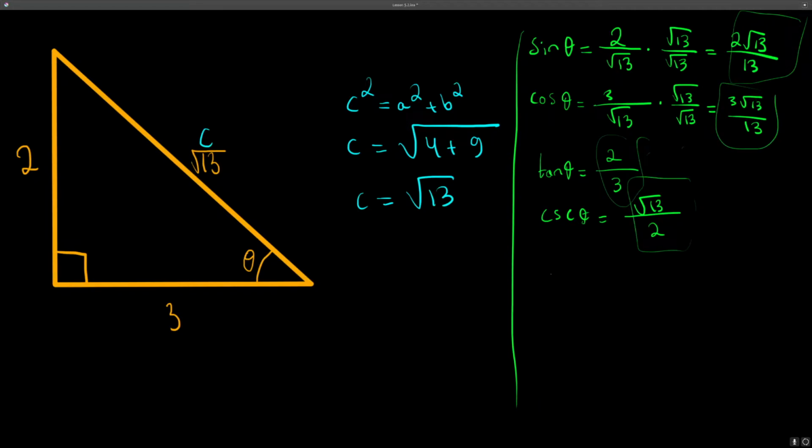So and then cosecant, the reciprocal of this, is going to be radical 13 over 3. And then finally tangent or cotangent. Cotangent is going to be equal to 3 over 2. And those are the 6 functions.